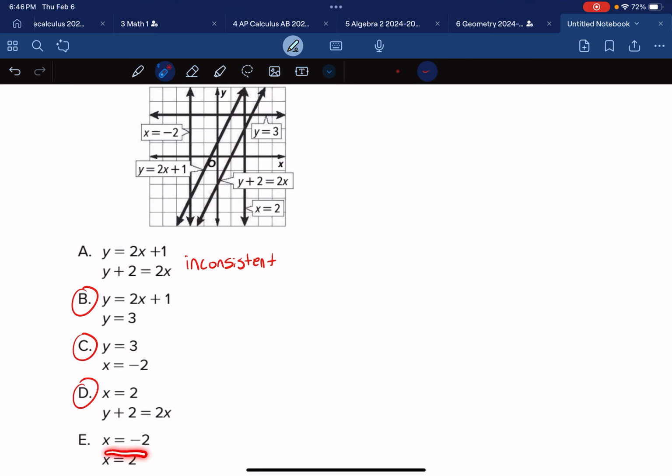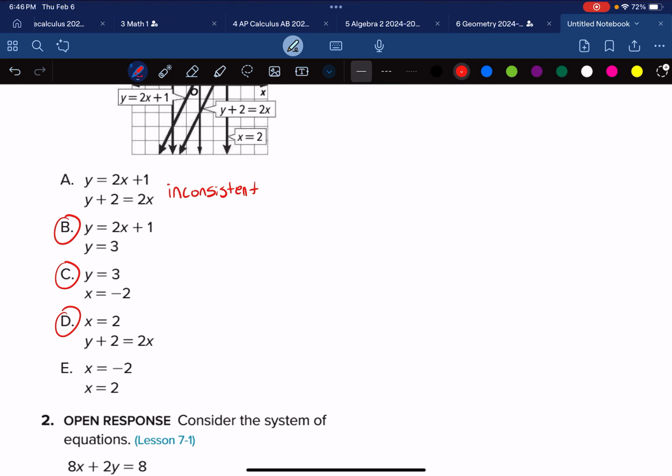X equals negative 2 is this line right here. X equals positive 2 is this line right here. Those are parallel. They will never intersect. Those are inconsistent as well. Let me go ahead and label those. This one is inconsistent. There is no solution. They never cross.